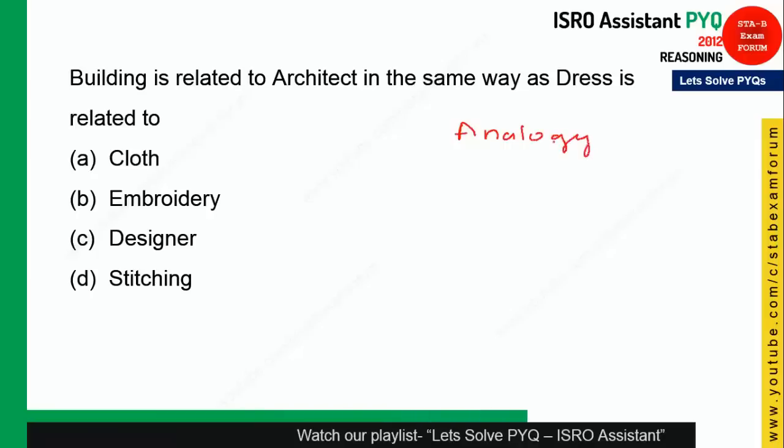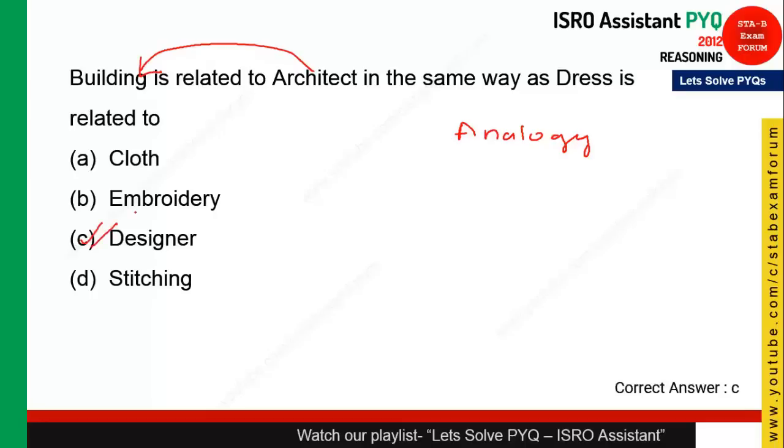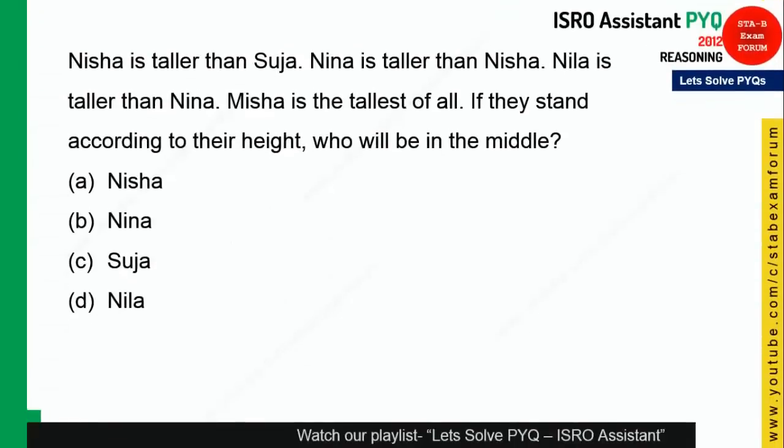Okay, so the relationship between building and architect, as you know, the architect designs a building. Similarly, who designs a dress? Generally a designer designs a dress. So option C is the right one. Okay, let's see the next question, and your time starts now.